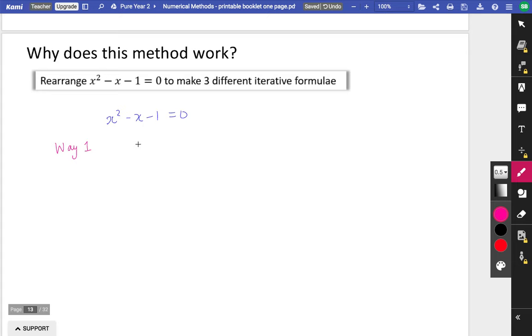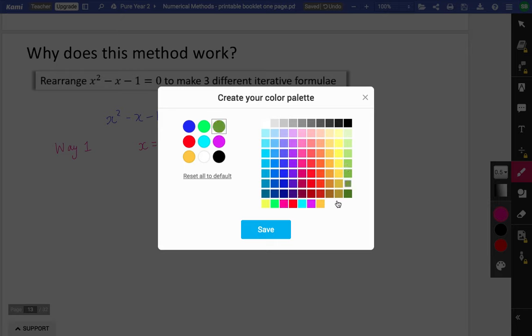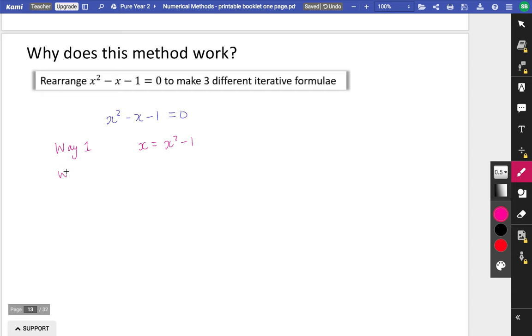The easiest one, I think, is we can just rearrange it so that we get x equals, adding this to the other side, x squared minus 1. Right, let's do another colour. Let's pick a different one. Let's do a green. Way number 2. I think the way I might spot about doing this is I could say, well, x squared is equal to x plus 1. So that must mean that x is equal to the square root of x plus 1.